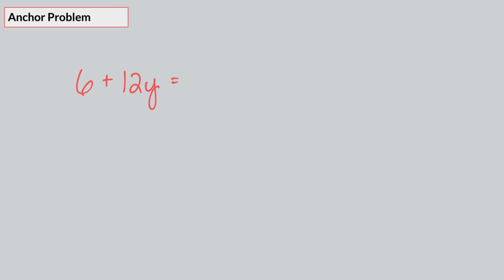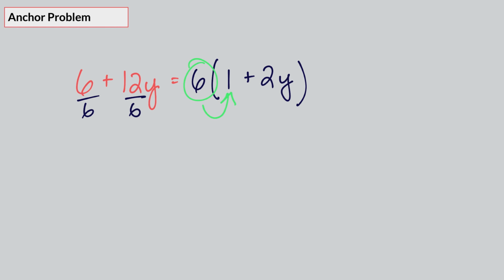I know that 6 works, so I will pull a 6 out of this problem, and I will now see if I can divide both terms by 6. I definitely can. 6 divided by 6 is 1, and 12y divided by 6 gives me 2y. So now I've successfully factored that, but I want to check my work to make sure, and I can check it using the distributive property. 6 times 1 is 6, so I have that correct, and 6 times 2y is 12y. I know that that's correct.